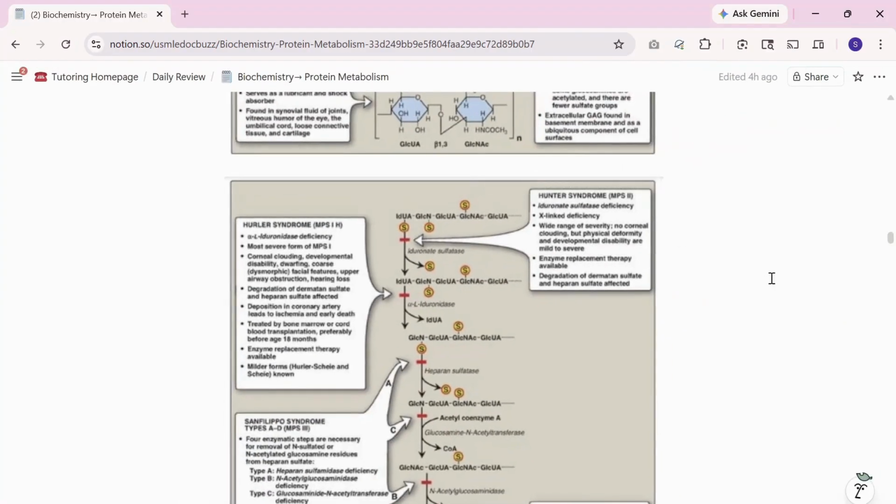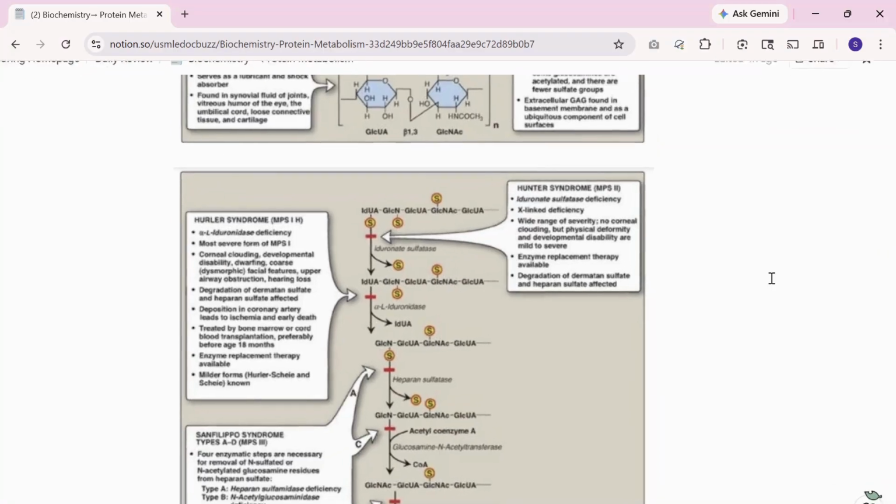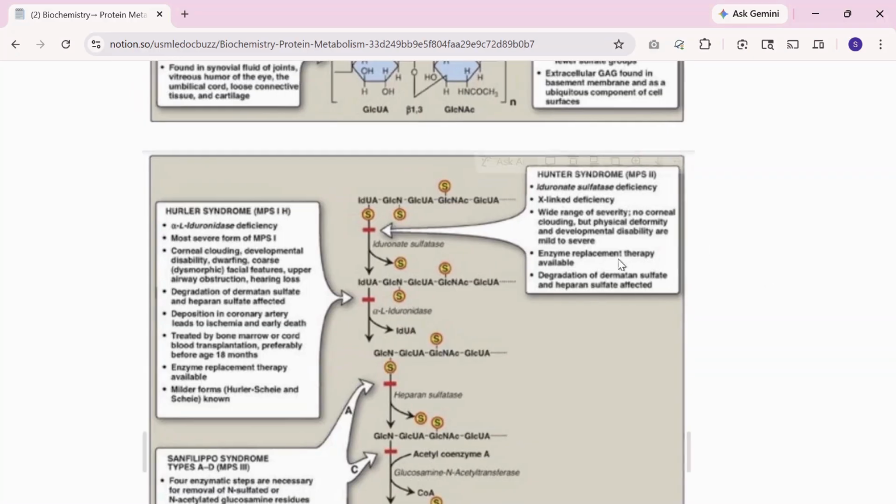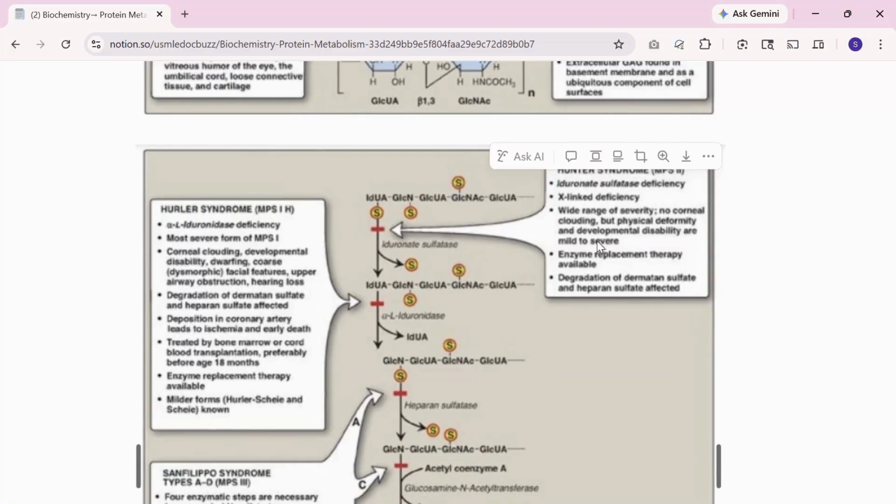Okay, now, as I said, right, we looked at iduronic acid up there, right? Iduronic acid has a sulfur group in it. If the enzyme iduronate sulfatase is not able to take the sulfate out of that, then you get Hunter syndrome.